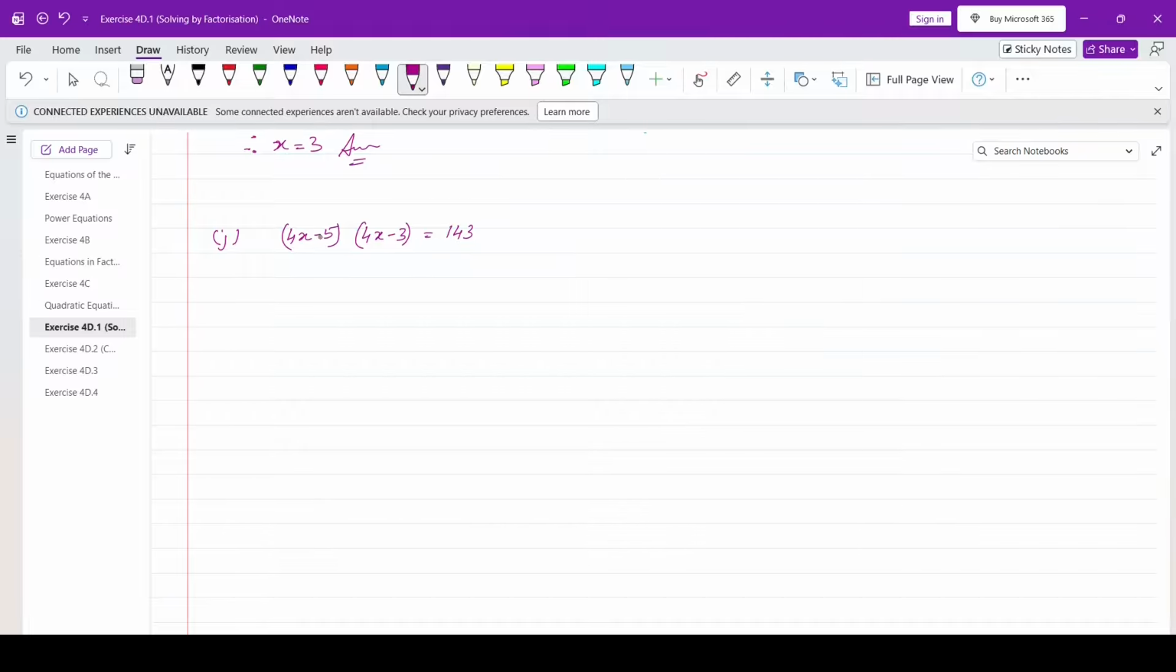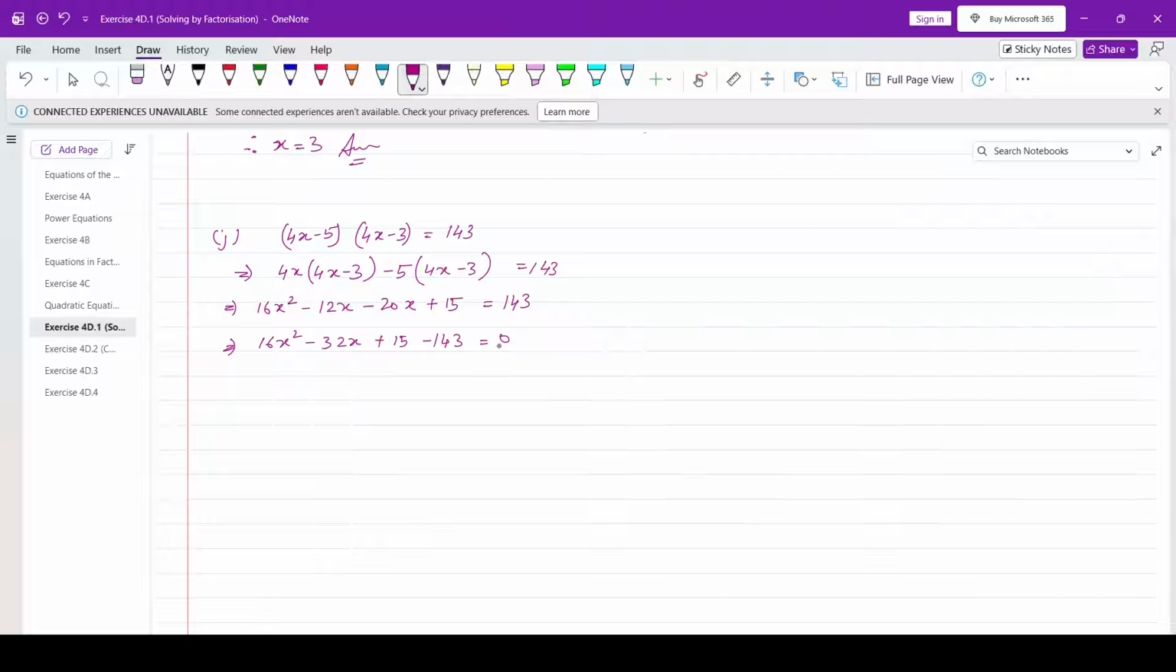J, 4x minus 5 times 4x minus 3 is equal to 143. So let's first solve this equation. 4x times 4x minus 3 minus 5 times 4x minus 3 is equal to 143. 16x square minus 12x minus 20x plus 15 is equal to 143. 16x square minus 32x plus 15 minus 143 is equal to 0.